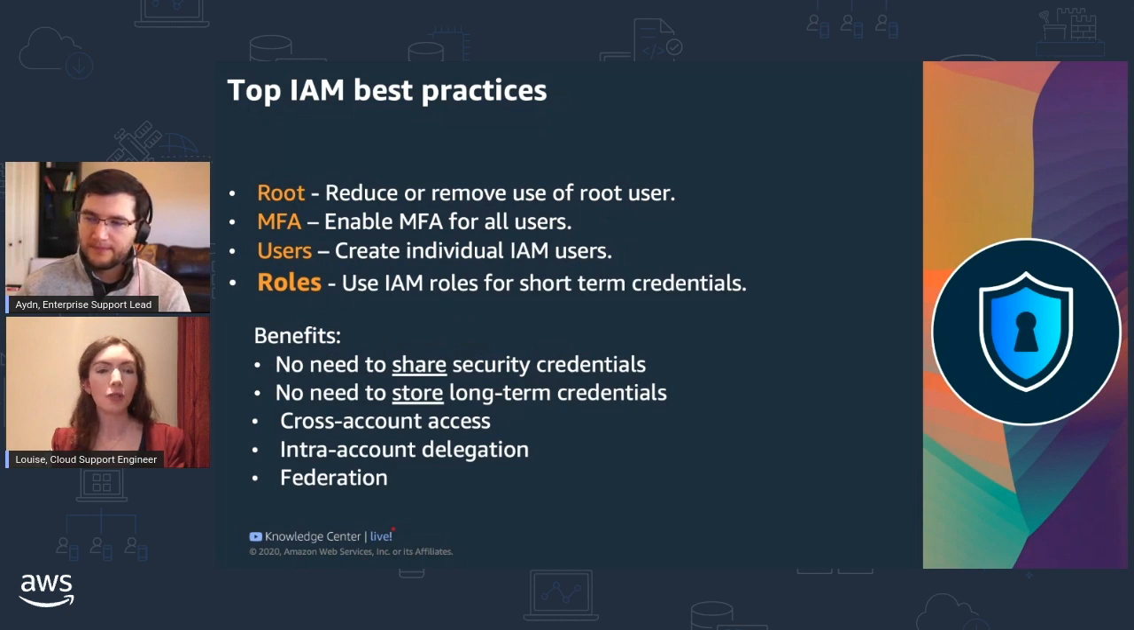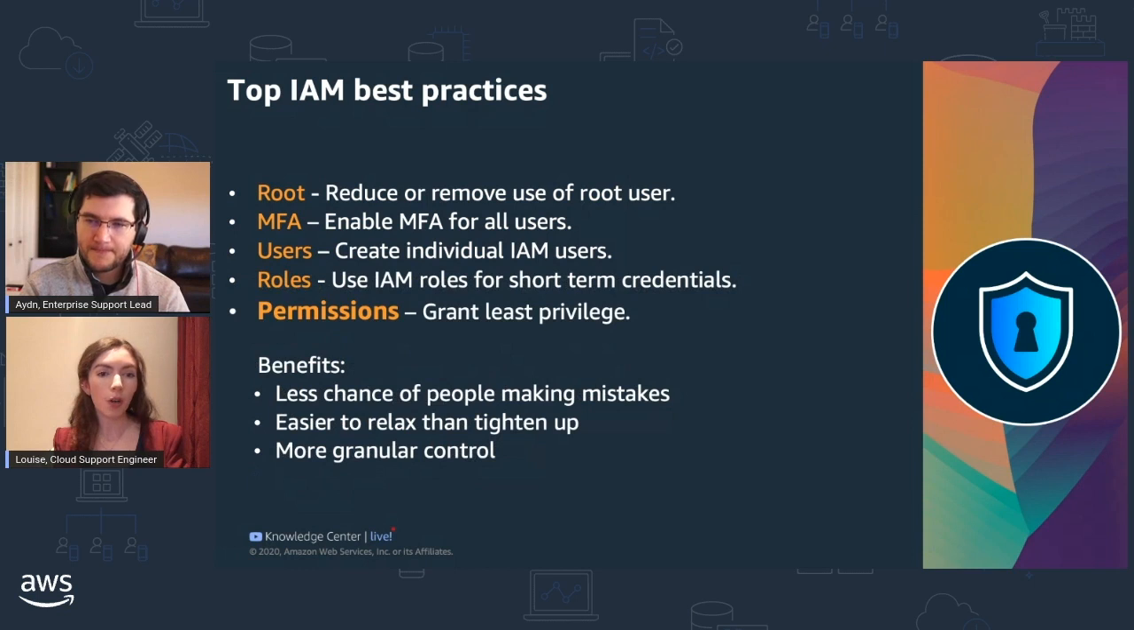Roles, use roles for short-term credentials. We always recommend using short-term credentials where possible. It means that credentials will not need to be stored and they will expire after a specific amount of time. So you can create an IAM role that has different permissions assigned, and users can assume these roles to carry out tasks. As well as AWS credentials, users can authenticate into roles using federation, things like that. So there's no need to share credentials, there's no need to store credentials, and it can be used for cross-account, intra-account delegation, and federation.